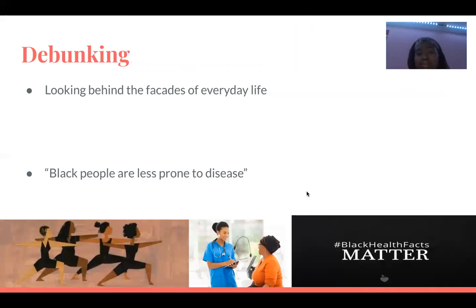So debunking is looking behind the facades of everyday life. There's a common belief, not extremely common, but in some cases, that doctors and nurses believe that Black people have thicker skin, or that when they're in pain, they're overreacting and stuff like that. So debunking is looking past that.